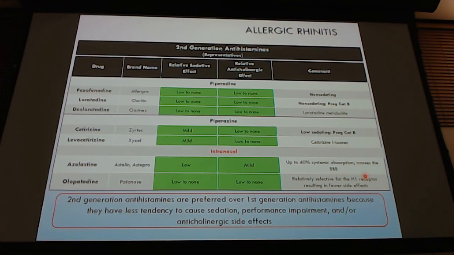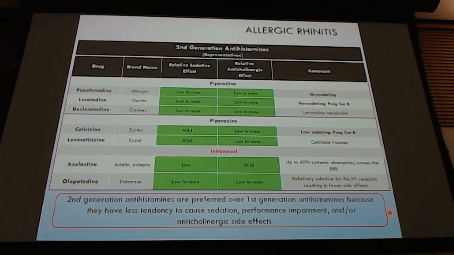Make sure that you understand that if you had a choice between the first generation and the second generation, you are going to want to choose the second generation because that side effect profile is a lot better and it's more tolerable to your patient. They're allowed to function. When we look at these, you can see people take these and still be able to go about their day.